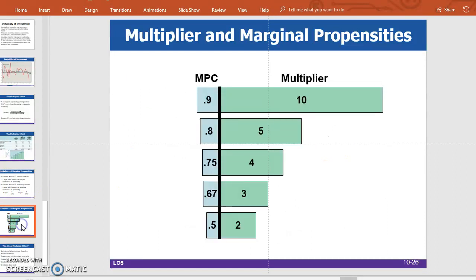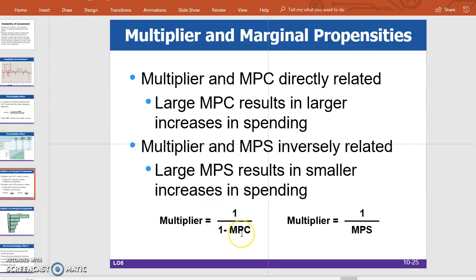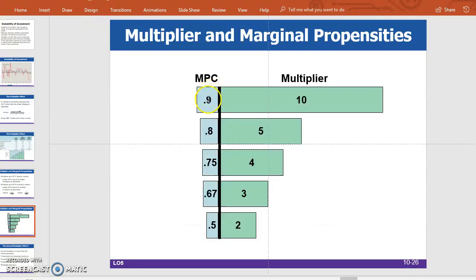Here, when MPC is equal to 0.9, you can put it in the equation: 1 minus 0.9 is 0.1. So 1 divided by 0.1 will be 10. So if MPC is 0.9, the multiplier will be 10. If MPC is 0.8, the multiplier will be what? 5. So let us take a moment and see what it means.